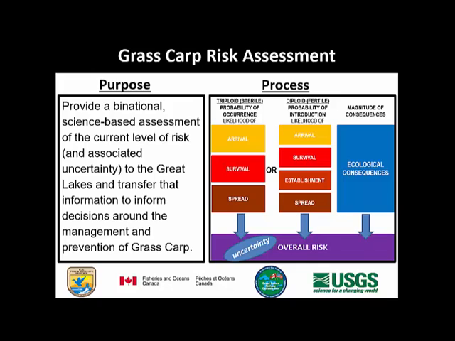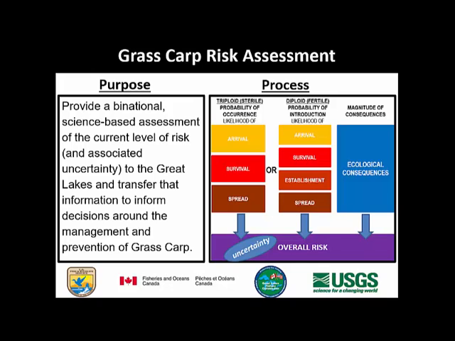You can see on the right-hand side of the screen a series of processes here. You'll note a couple of things. First of all, we're talking both about triploid and diploid animals, or sterile and fertile animals. So you determine the probability those fish can arrive and survive. In the case of fertile individuals, will they establish and reproduce, and then spread among lakes. We also look at the magnitude of ecological consequences of those fish, and then determine the overall risk to the Great Lakes, as well as the uncertainty. So that's the general process.